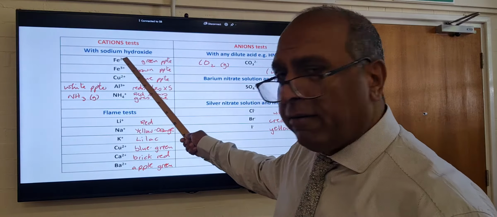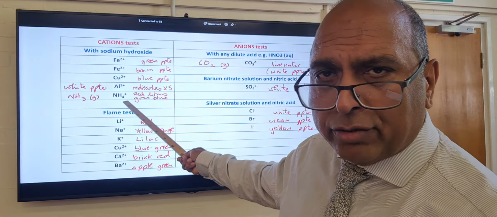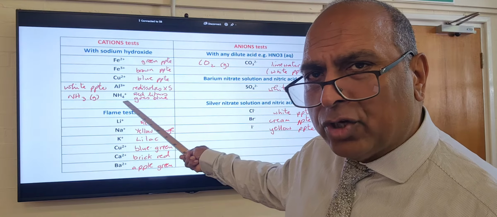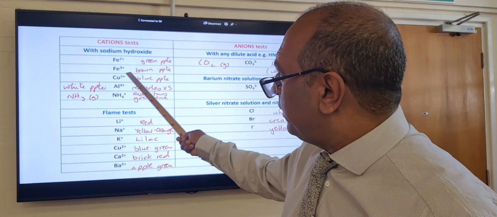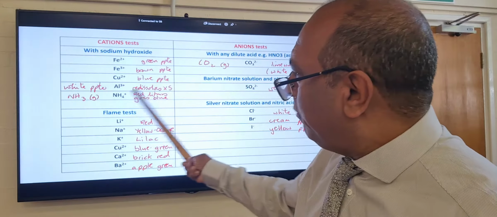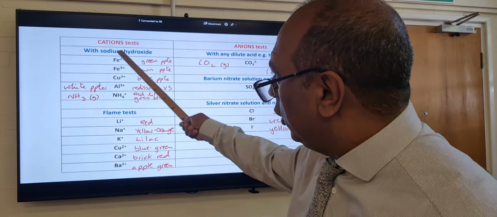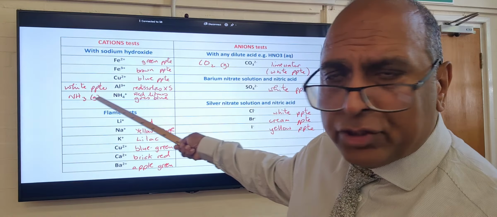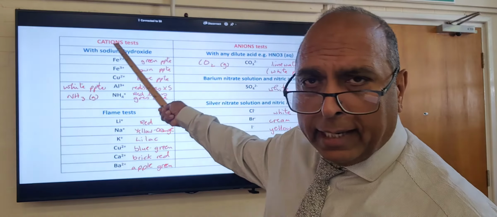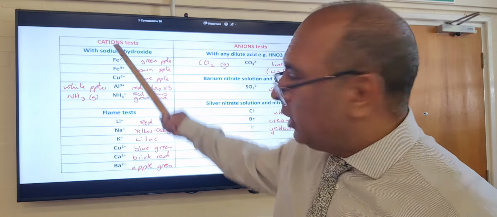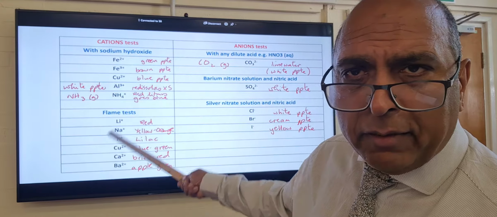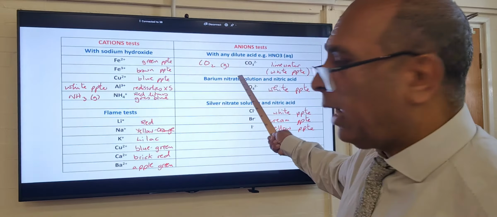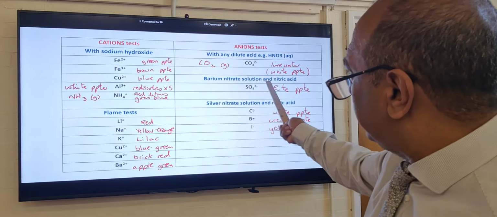Sodium hydroxide. You had to learn 5 ions. Remember, you add sodium hydroxide and then you add to excess. With that, you got a green precipitate. With that, you got a brown precipitate. I've summarized around this table. So that was one procedure for working out positive ions. The other procedure was flame tests. These are the colours of the flame tests. And the negative ions are on this side.